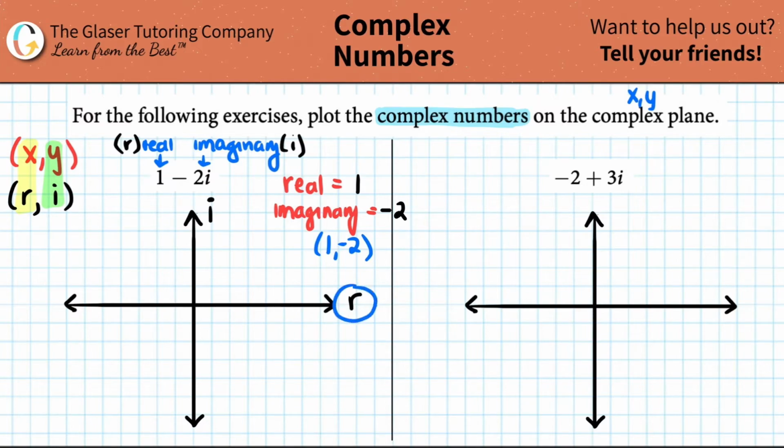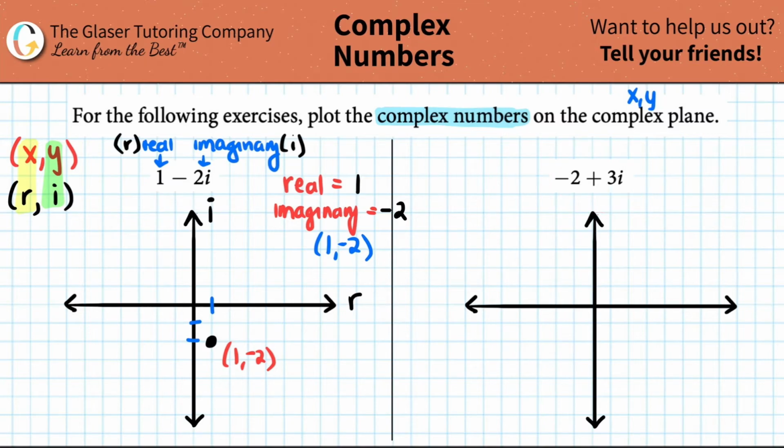I go to the real axis first. Remember, it's always x comma y. So 1, which is right here, and then -2. So 1, 2 on the imaginary axis, right? And that's it. I go over this way. I come down to, boop. There is that lovely plot. This is 1, comma, -2. And that's it for the first one.